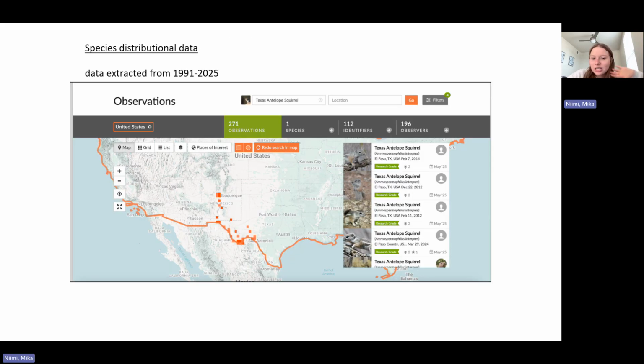For my presentation, I extracted the data from iNat from the dates 1991 to 2025. I've got 271 observations. These are research grade observations. You can see on this map that they are primarily centered around West Texas and even up into New Mexico and up towards Albuquerque.